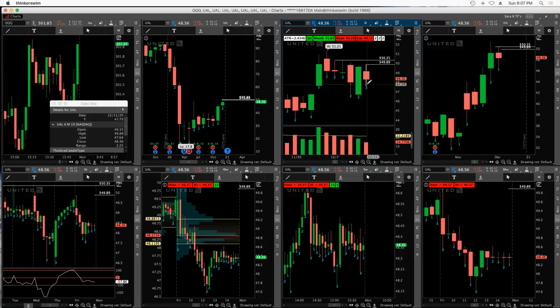This is a slightly lower priced name than a lot of them. It is, yeah. It's got some decent range on it though, UAL. For being a lower price stock, it really does. Yeah, for a $50 stock, 2.5 points isn't bad.